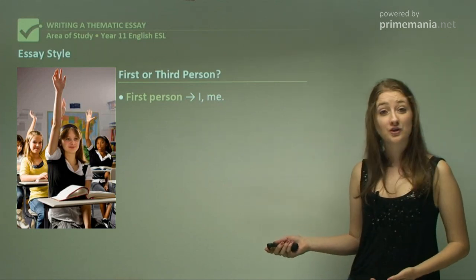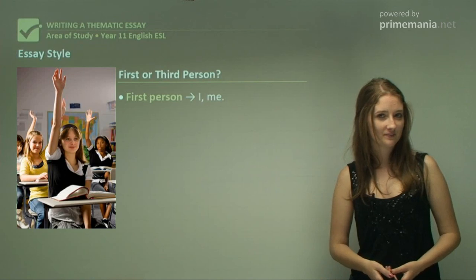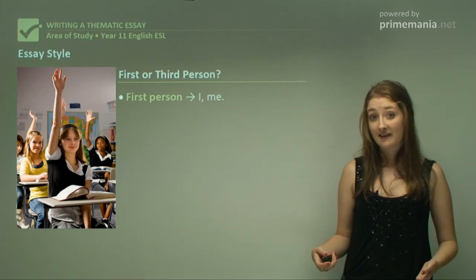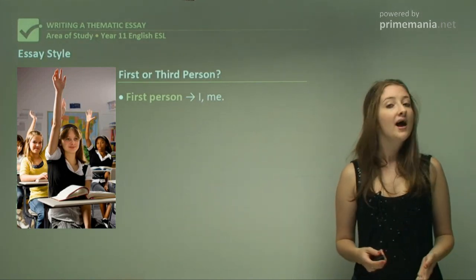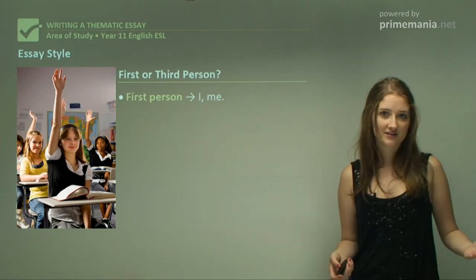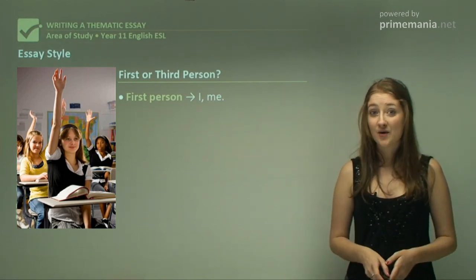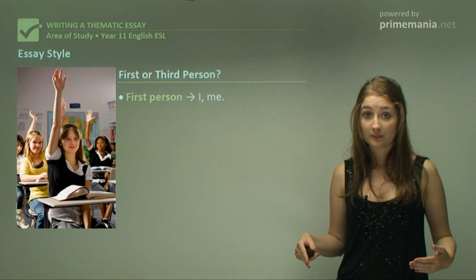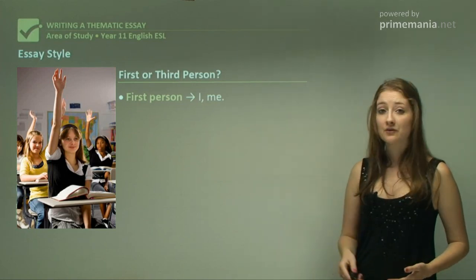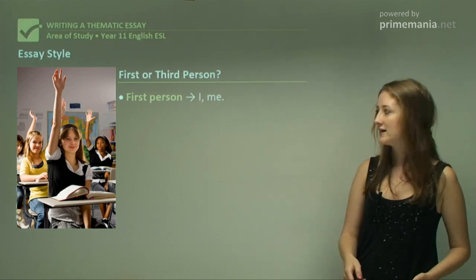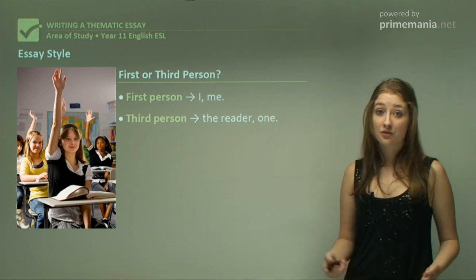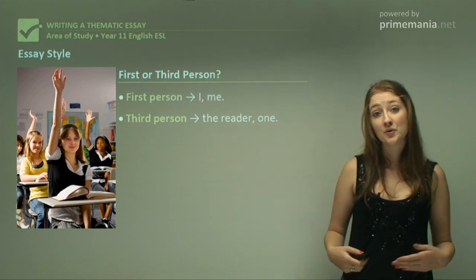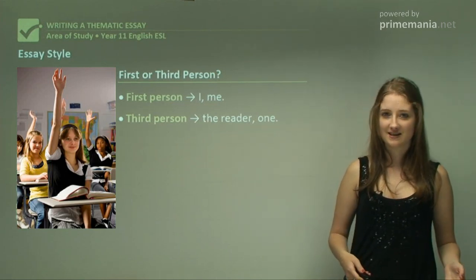The first is whether you should use first or third person. Obviously in everyday life you're using first person. You're saying, I'm going to go to the shops, I'm going to sit down now. However, in your essays that's a big no. What you really want to be using is the third person. So instead of I and me, you're looking at things like the reader can see that, the viewer can see that, or one can see that.